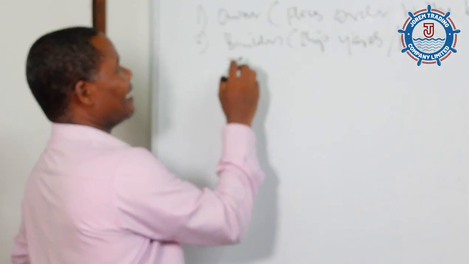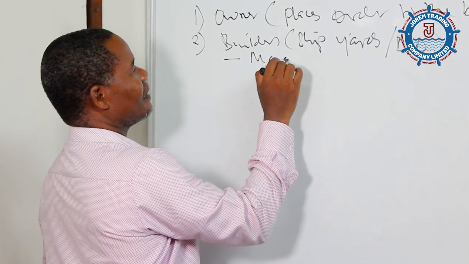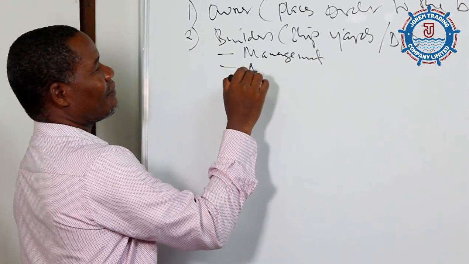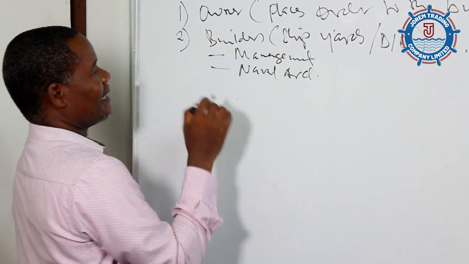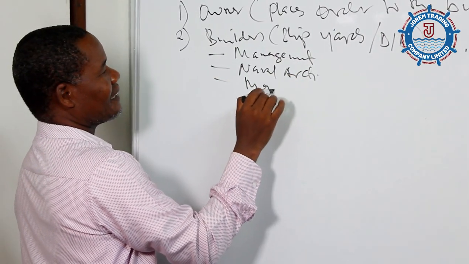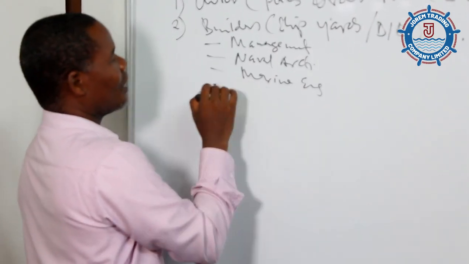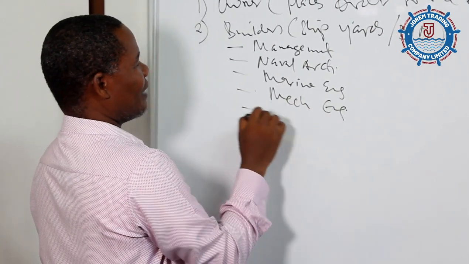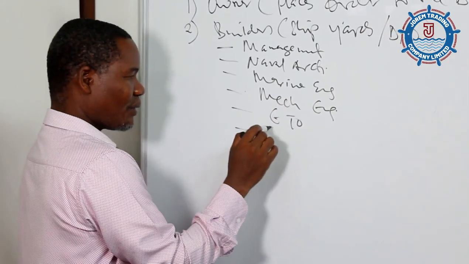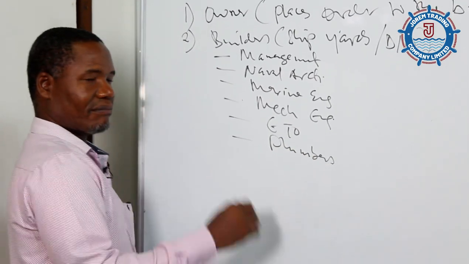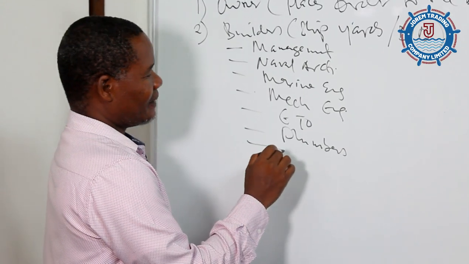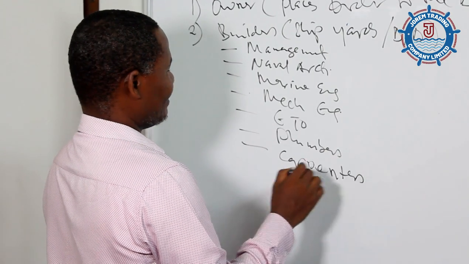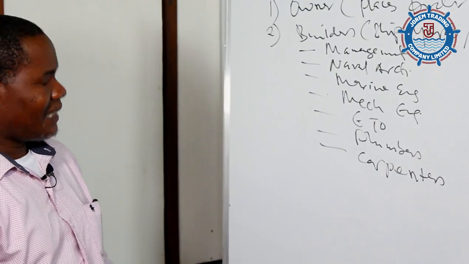When you're talking about the builders, we have the management of that particular shipyard. We have the naval architects. We have recruited marine engineers. We have mechanical engineers also, who are required. We have ETOs, electricians. We have plumbers dealing with pipes. We have some carpenters also, because there is some woodwork to be done on board ship, and some sandblasters and everything like that.